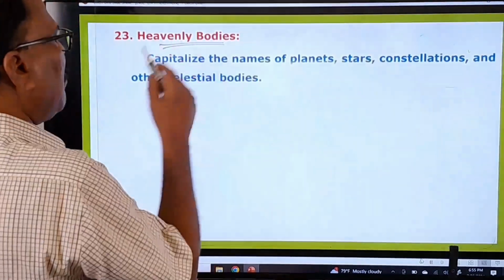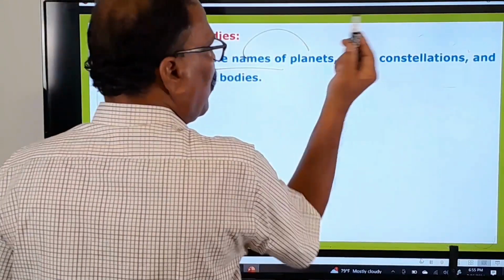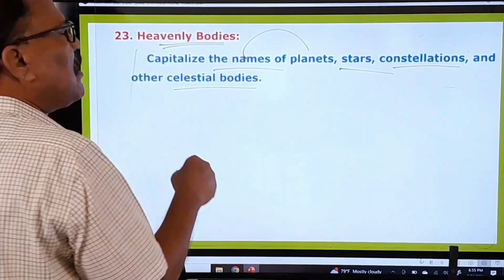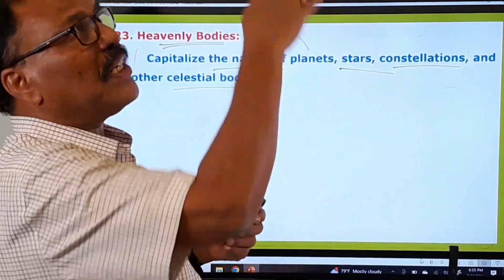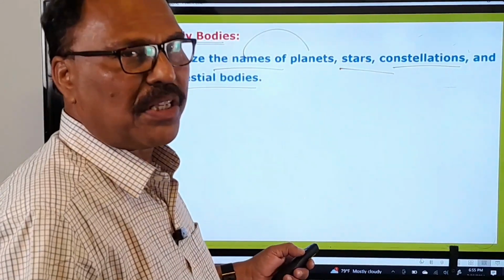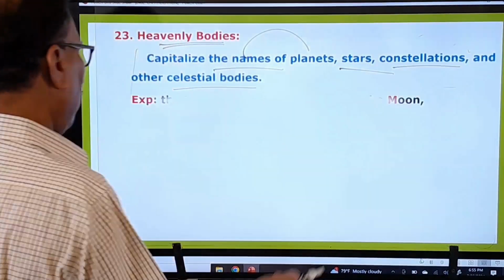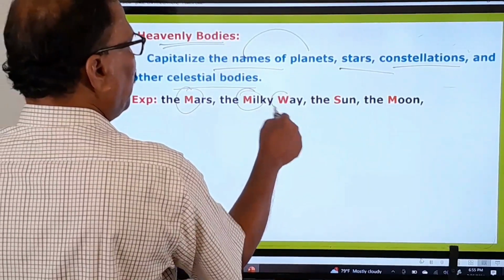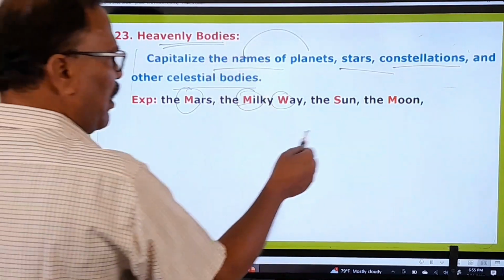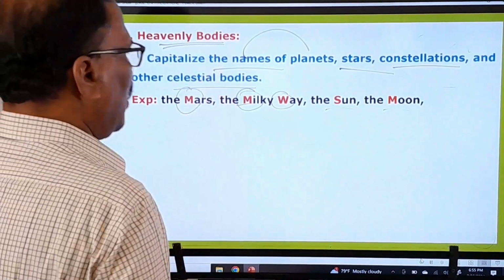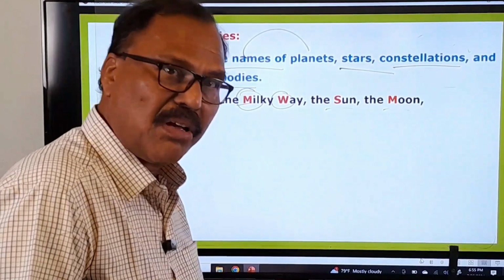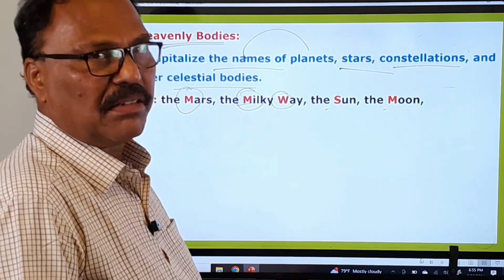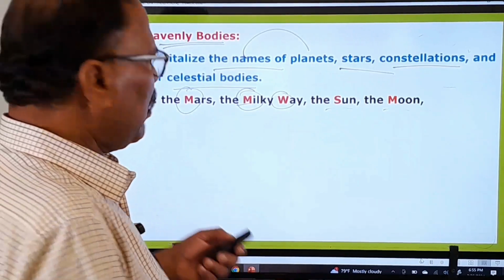Heavenly bodies. All the heavenly bodies must be capitalized. Names of planets, stars, constellations, and other celestial bodies. All these heavenly bodies, the Sun, the Moon, the stars, they are all called heavenly bodies. They must be capitalized, which you know very well. There is nothing difficult in understanding this rule. Mars, the Milky Way. The Milky Way is a galaxy. The Sun, the Moon, and something like that. These are all celestial bodies. And all the names of planets you must also capitalize: Venus, Mercury, Earth, Jupiter, Saturn, Neptune, whatever it is.